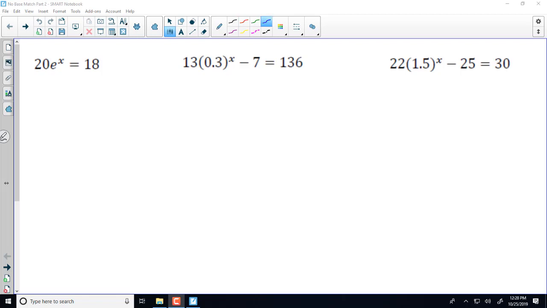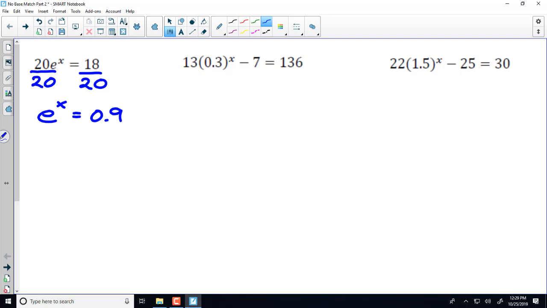This first problem here, I cannot take the natural logarithm, the ln of both sides, until I divide both sides by 20. So I will start by dividing both sides by 20. And you can use your calculator if you want. You can see that that right-hand side actually just simplifies to 9/10.